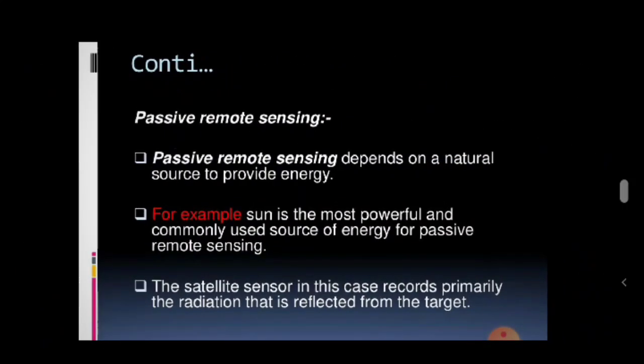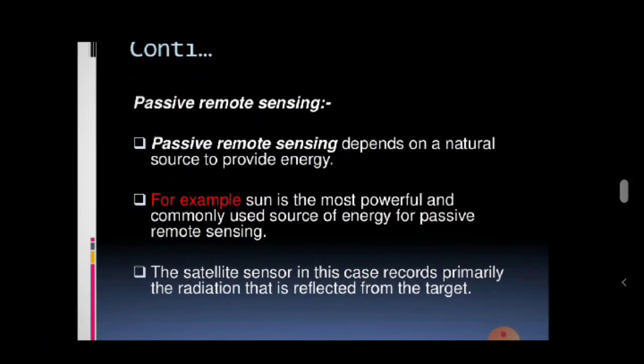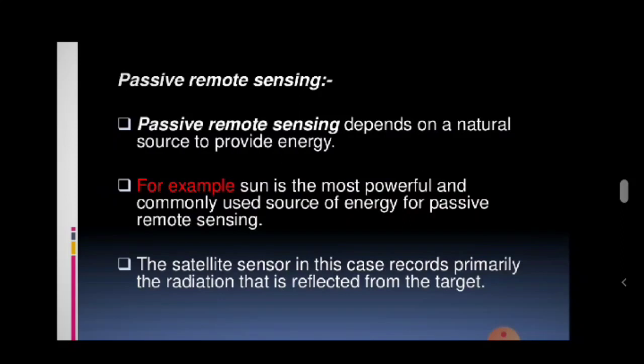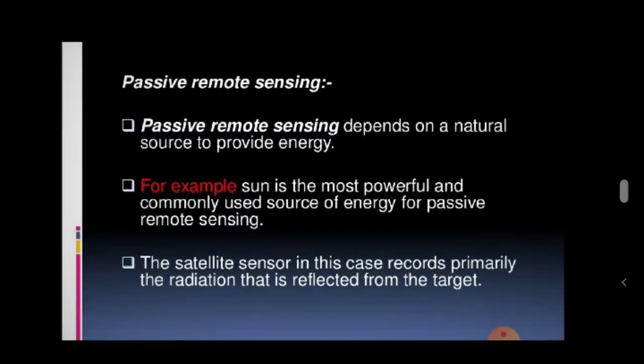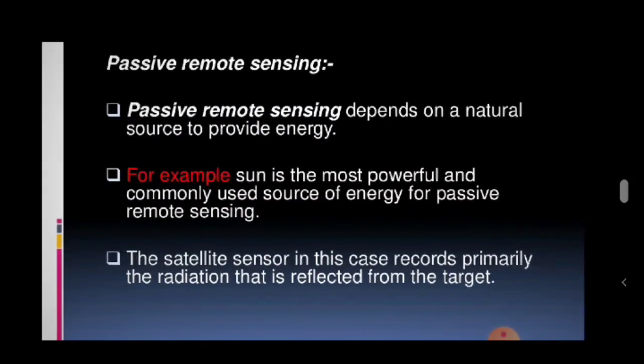And of course, then we come to passive remote sensing. These simply depend on a natural source, not an artificial one. Active sensors depend on artificial sources, and here we see passive remote sensing depends on a natural source. For example, the sun, the most powerful and commonly used source for this remote sensing. We are glad to have the sun, of course.